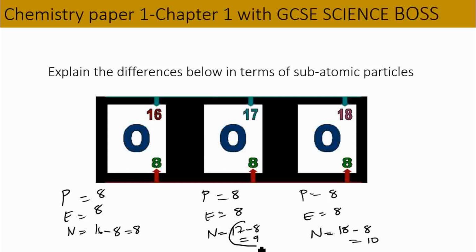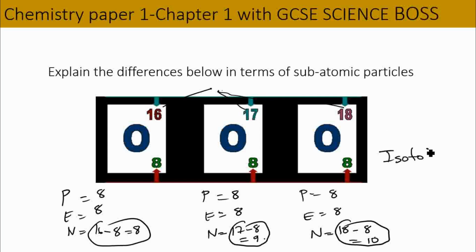Okay, so if you have a look here, you realize that even though they're the same oxygen atom, they have differences in terms of the number of neutrons, and also their mass numbers are different. Look at the mass numbers of each of these, they're different, and there's a special word for these, they are called isotopes. You need to know the definition for isotopes.